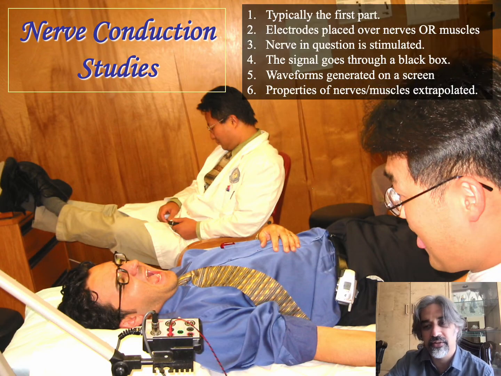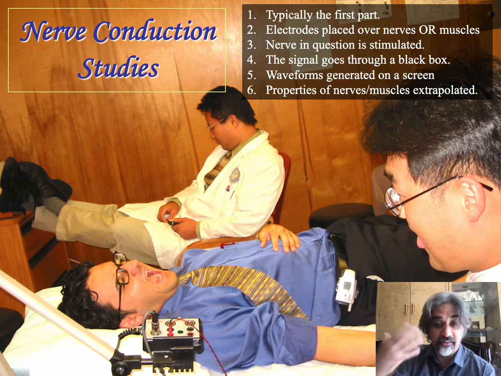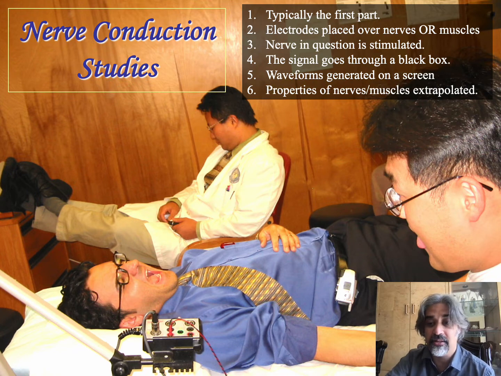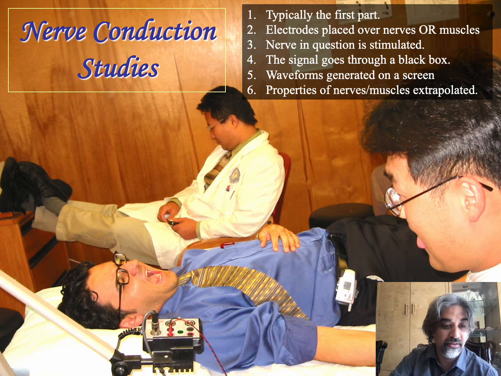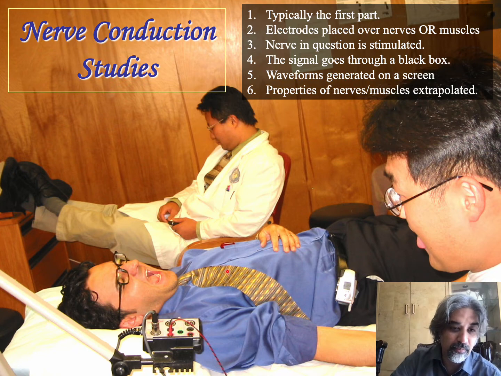Typically, the first part of the electrodiagnostic exam is nerve conduction studies. Electrodes are placed over nerves or muscles, and the nerve in question is stimulated at different places. The signal goes through a black box. Waveforms are generated on a screen, and thus properties of the nerves and muscles can be extrapolated. Here you can see the attending physician. Your attending physician is probably not looking too carefully at what you're doing. This is kind of boring for them, but the patient definitely does feel some discomfort during this.